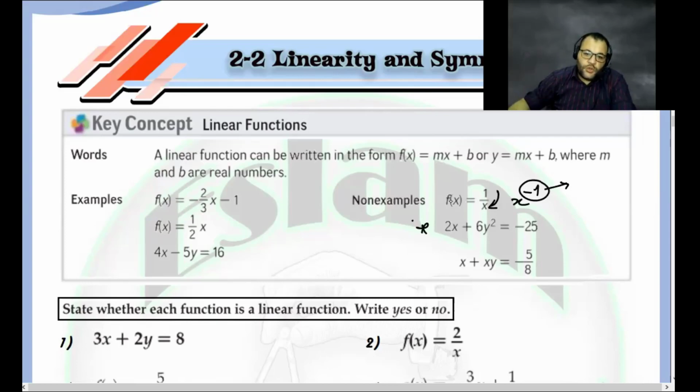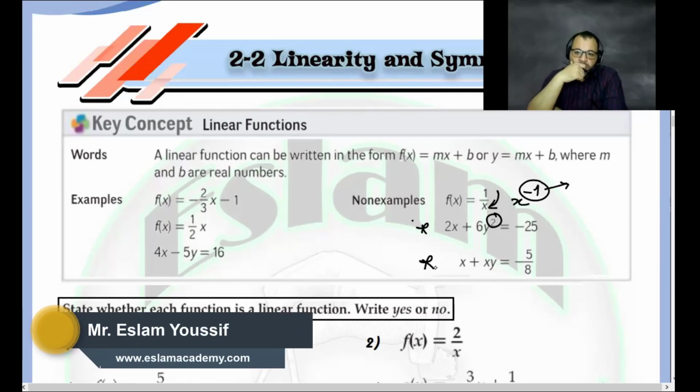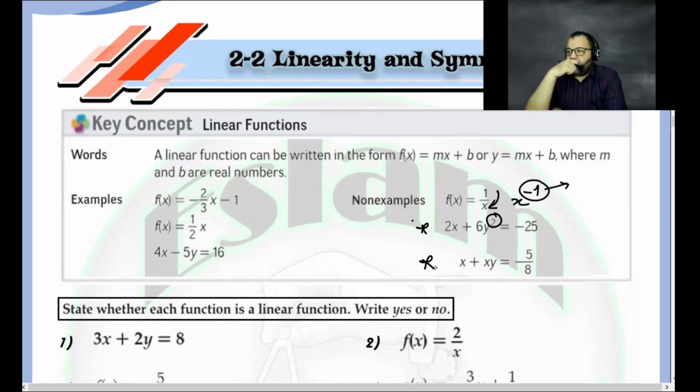So why is the second one not linear? Because y is raised to the power 2, so it will be of the second degree. Second degree, yes. Why is the third one not linear?